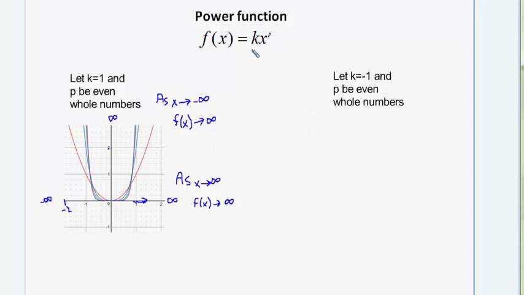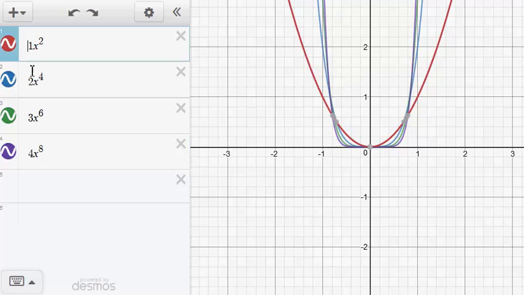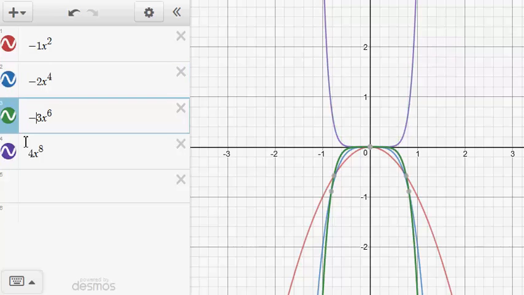Now note, if k was not a positive number such as 1, if I was to replace k with a negative number, you may remember that having a negative in front of a function reflects the graph about the x-axis. So instead of having both ends pointing up, they would both point down. This could be easily illustrated by simply putting a negative symbol on the outside of my previous four functions.